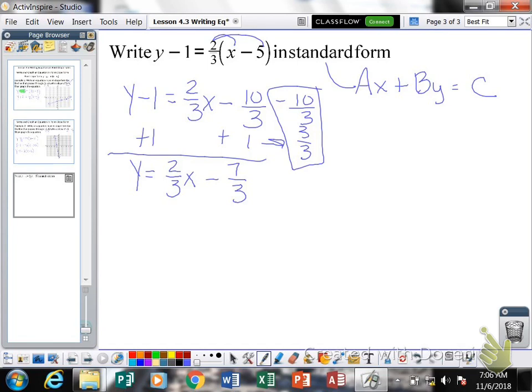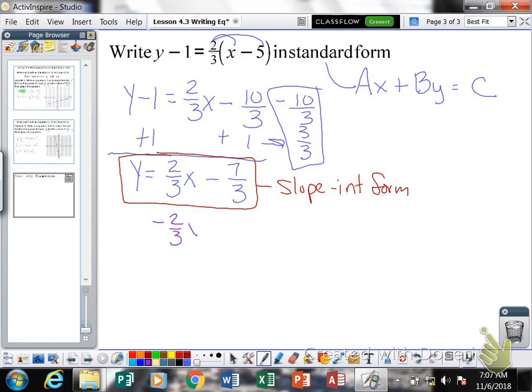So now I have to get it into the form ax plus by equals c. Well, first of all, notice that what we have here is actually slope-intercept form. So there we went from point-slope to slope-intercept. Now let's go to standard. And to get to standard, we want to get rid of this 2/3. So minus 2/3 x, minus 2/3 x.